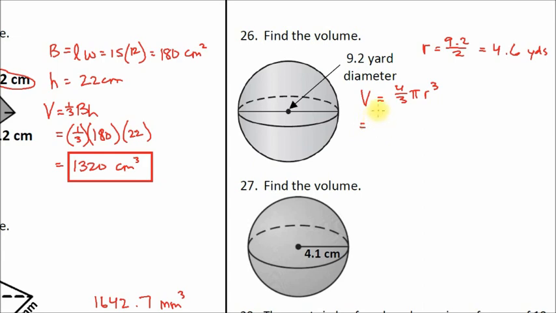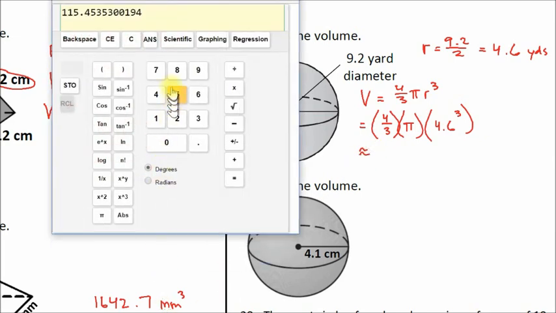So let's go ahead and write how we're going to put this in our calculator. We're going to have 4 divided by 3, and then I can put pi in parentheses here, and then I'm going to put in my 4.6 cubed. Let's go ahead and put that in our calculator.